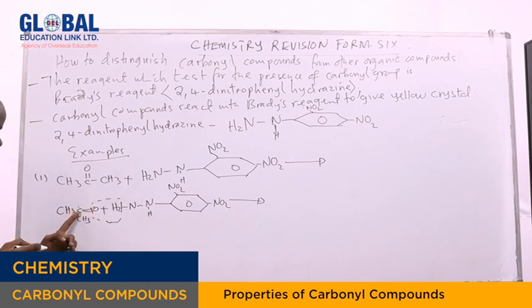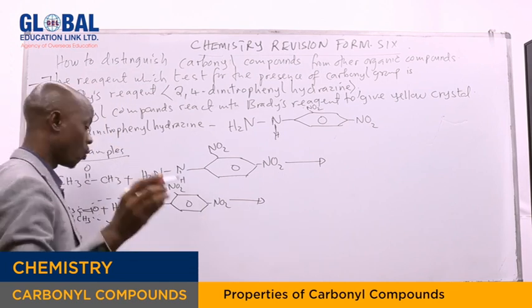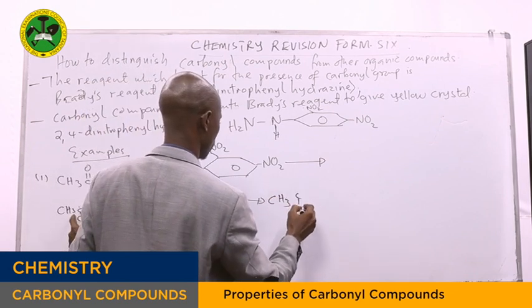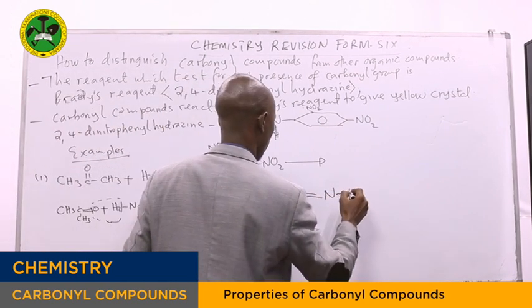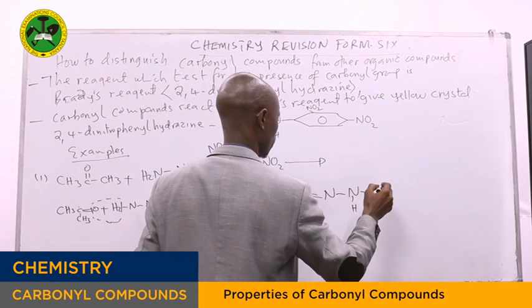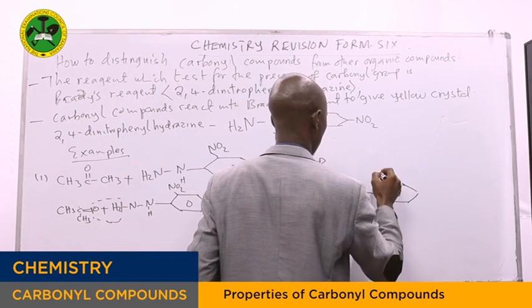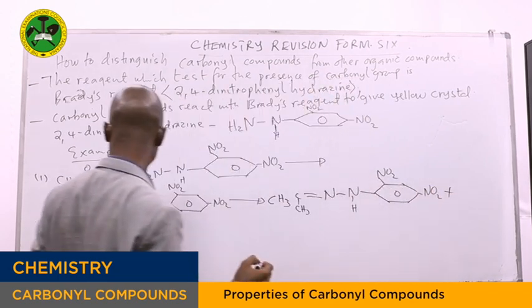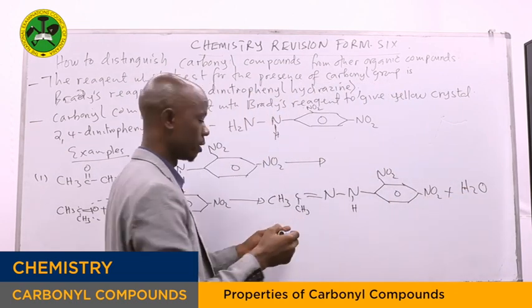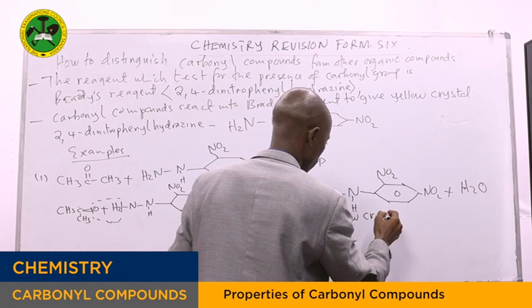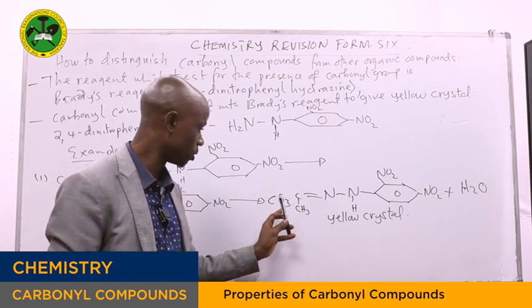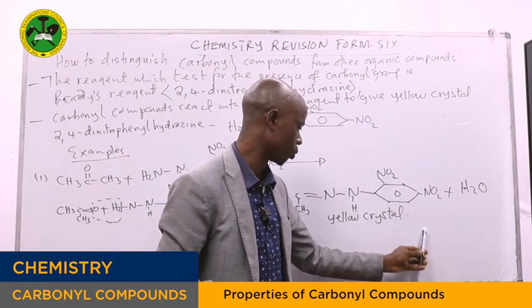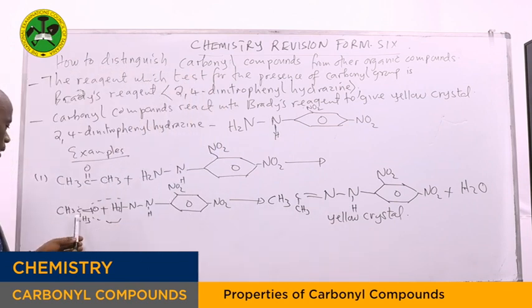Oxygen atom from carbonyl group and hydrogen atom from nitrogen will combine to form water, and this is a condensation reaction. So here we are going to form this double bond with nitrogen, and water. This one is a yellow crystal. It will be observed. So this one is propanone 2,4-dinitrophenylhydrazone, which is a yellow crystal, and will be observed when this reacts with the ketone.